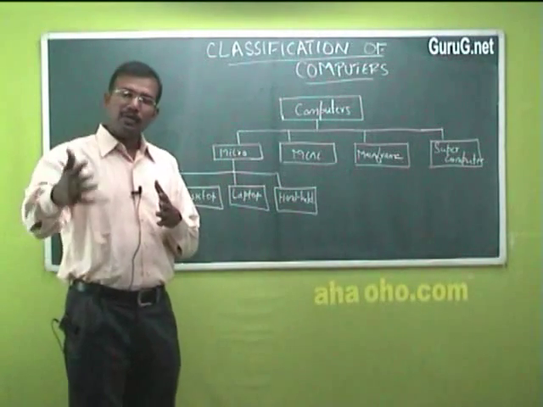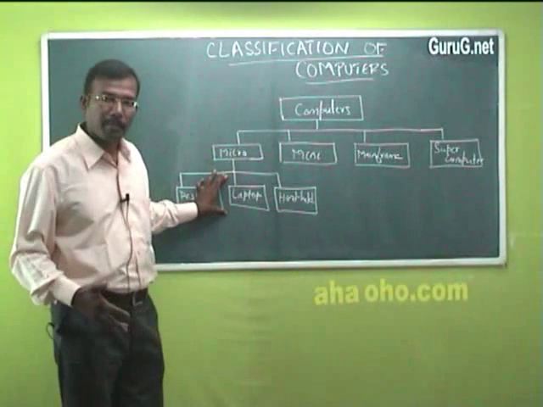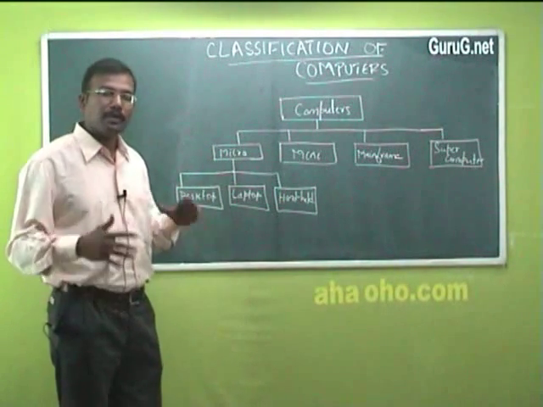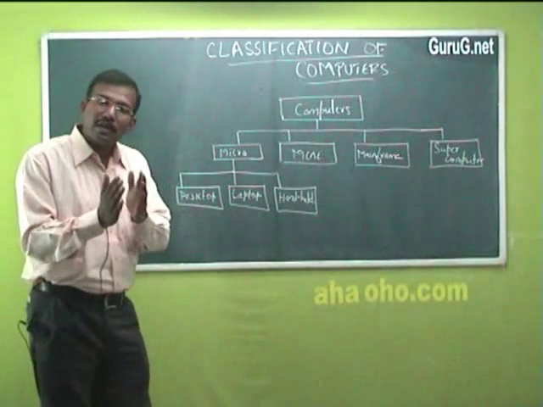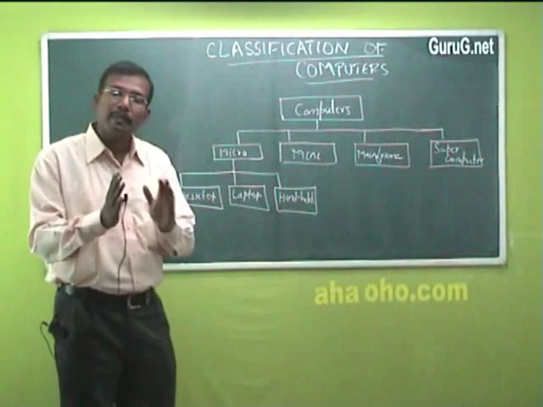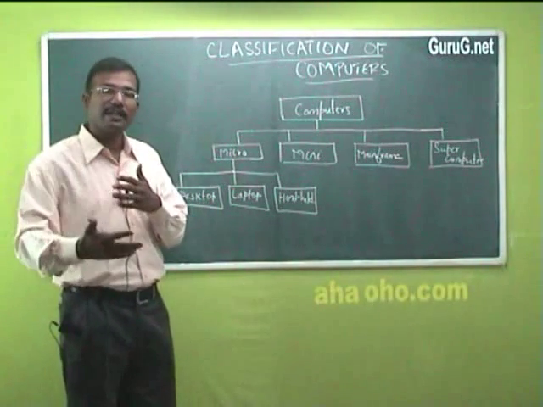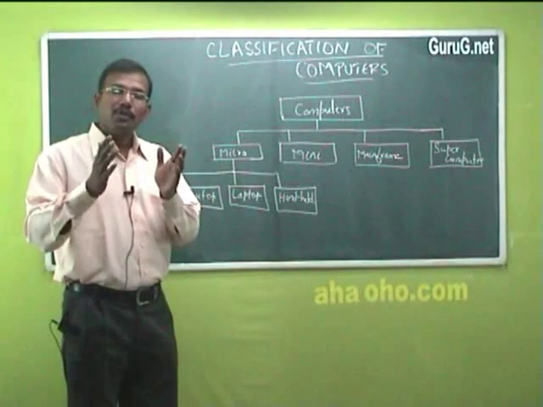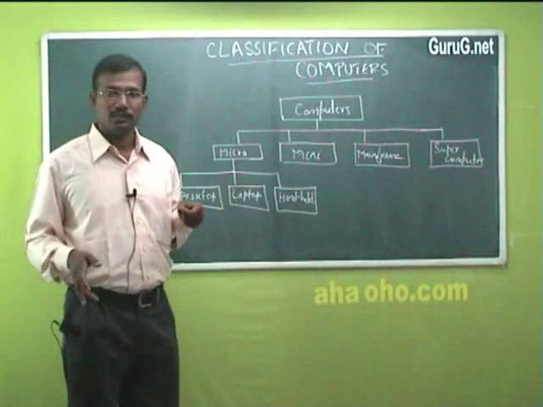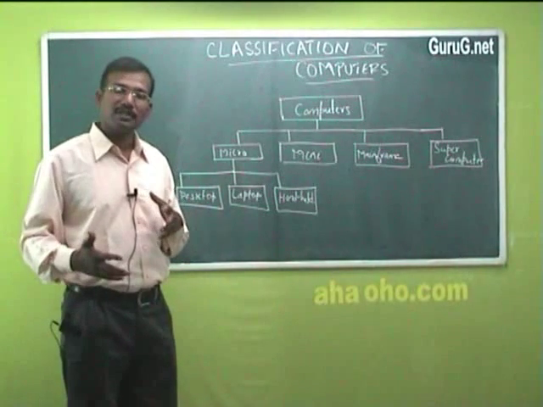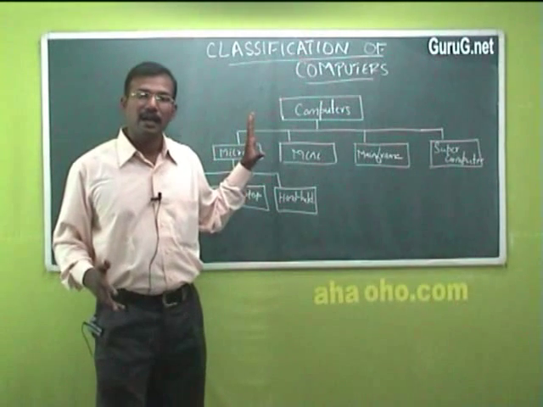And the next classification in microcomputer is the laptop. This is a portable computer which has all the features; it can perform all the operations that a particular desktop can perform. But it is manufactured with a different technology, and you can carry it. The main purpose of the laptop is that you can carry it with you and do all the operations. This image shows the desktop.